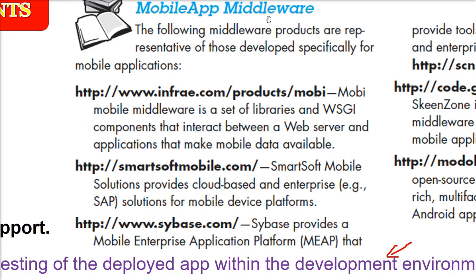www.infra.com. So Mobi Mobile Middleware is a set of library and WSDI component that interact between a web server and the application. So between web server and application, this is the middleware we are talking about that make mobile data available. So I am talking about the in-between, which is providing the services. A middleware is all about providing the services.